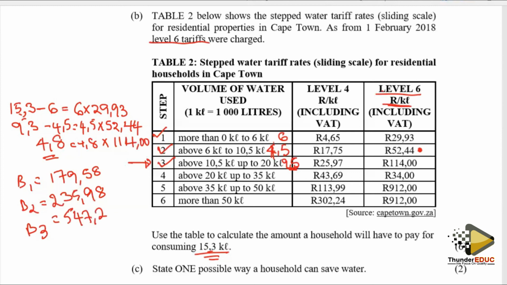So we add up everything and we end up having our final answer as 962 rands 76 cents. Why haven't we included VAT? Because the question says these values already include VAT.